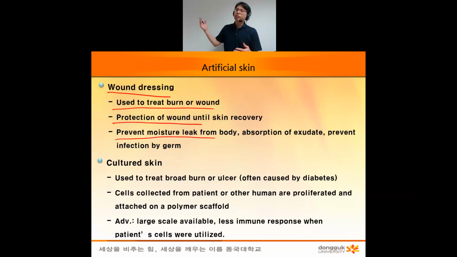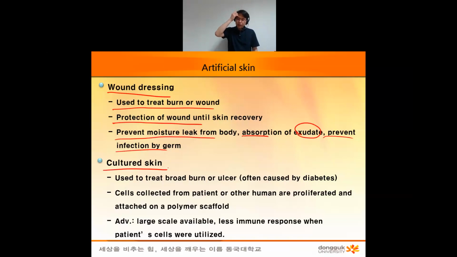So moisture can be evaporated through that wound part. But the wound dressing prevents the moisture leak from the body. And also it absorbs exudate from the body. The exudate is a kind of waste liquid from the body, and it prevents infection by germs, infection by exogenous germs.